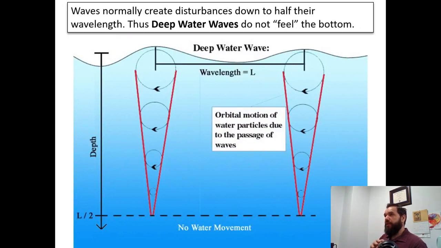So waves normally create disturbances down to half their wavelength in depth. Thus, the deep water waves do not feel the bottom because they're in water that is greater than half their wavelength. For wind waves, usually they have wavelengths of maybe 20, 30, 40, 50, 60, maybe 100 meters. But they're moving in the deep ocean, which is 4 kilometers deep, so they're definitely not going to feel the bottom. Waves in the open ocean are mostly going to be deep water waves.